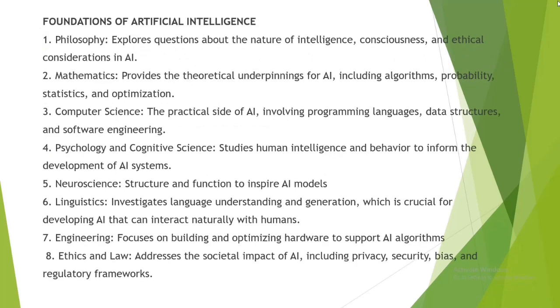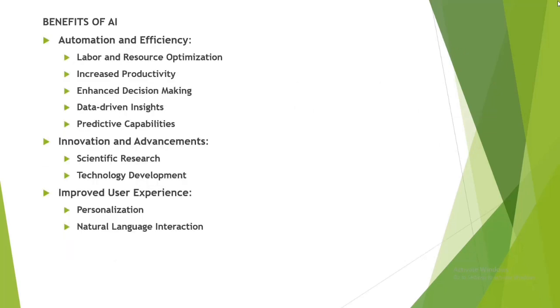Next, foundations of artificial intelligence: philosophy, mathematics, computer science, psychology and cognitive sciences, neurosciences, linguistics, engineering, and ethics and law. So these are some of the foundations of artificial intelligence. And then next, benefits. What are the main benefits of artificial intelligence?